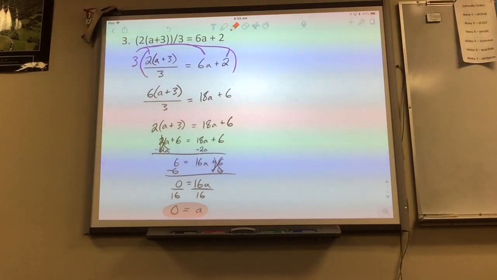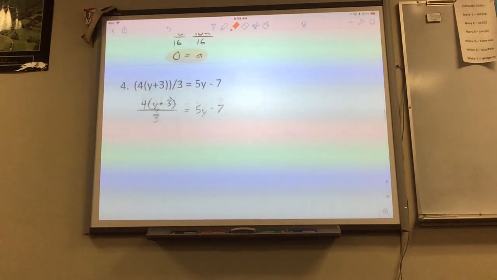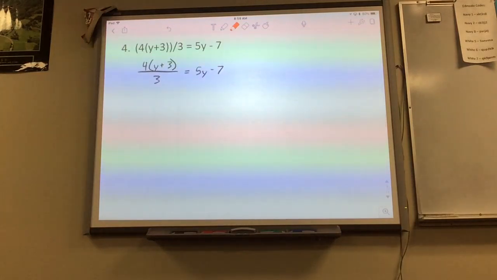Okay, you're going to do number 4 on your own. See if you can get to the answer. I don't remember what the answer is. I think I know what it is, but I'm not sure. So try and work it out. Okay, I have rewritten it up here for you so you can see it a little better. Try that out.